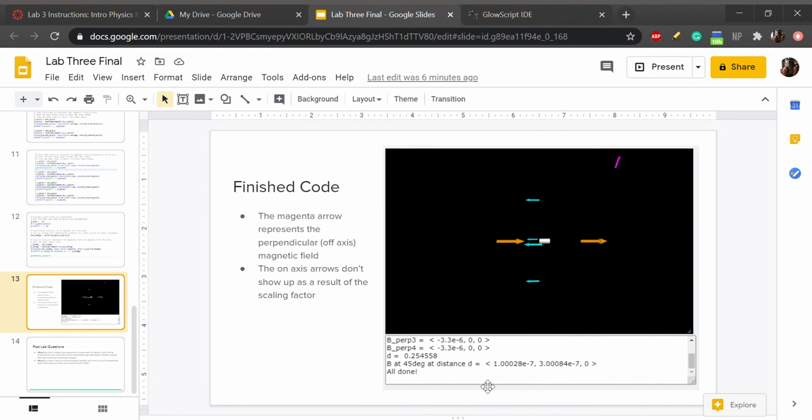And so my B at 45 degrees didn't quite match up with my experimental values. I had it on the order of 10 to the negative 5th, and here it's on 10 to the negative 7th. So there was probably some error in the formulas I used, which I kind of figured out later on as I was working through this final part.